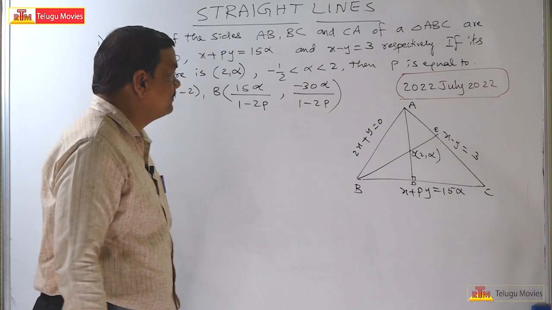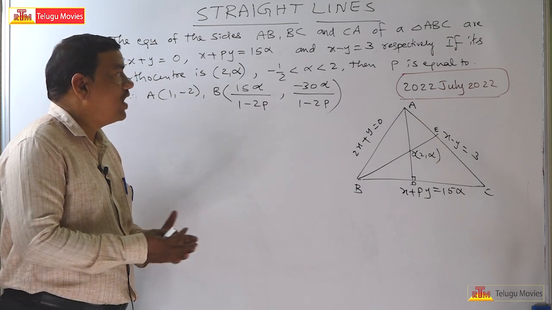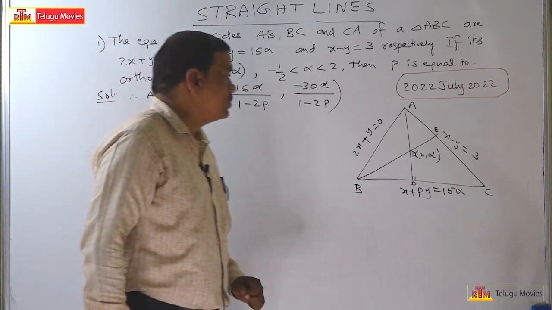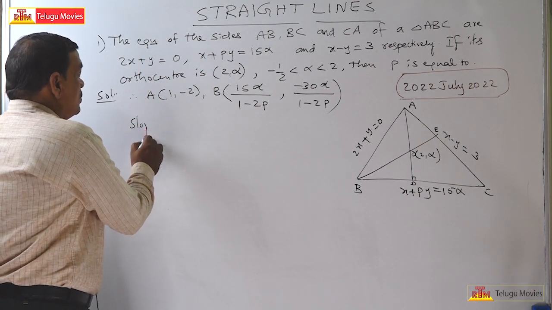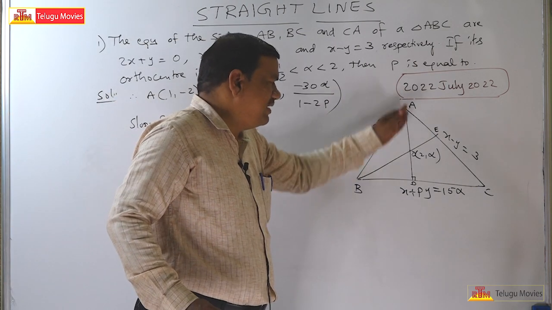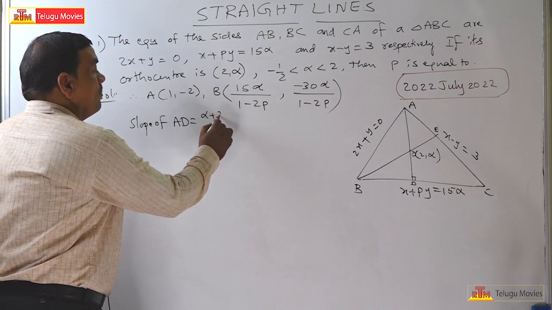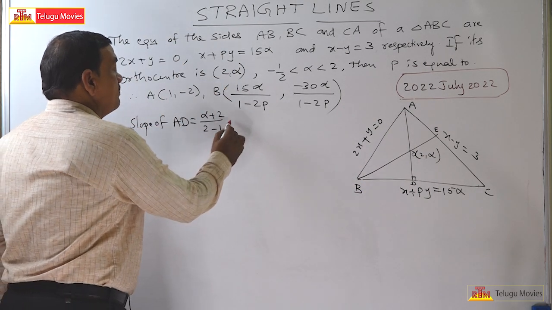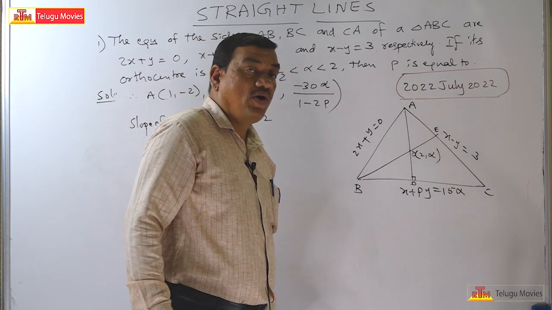So welcome back. Here the coordinates of points A and B we have clearly got. Then how to find the value of p? Let us take the slope of AO or AD. Slope of AD is given by the formula, so x2 minus x1, that is alpha plus 2, by y2 minus y1, 2 minus 1, that is equal to alpha plus 2. So this is the slope of AD.